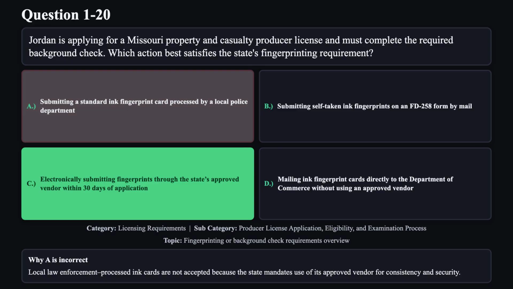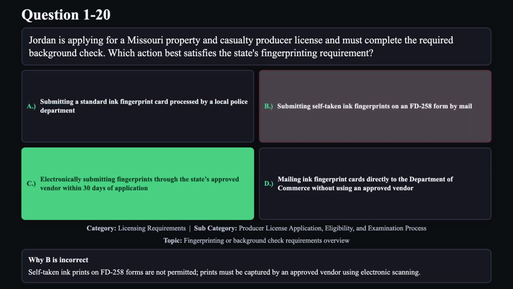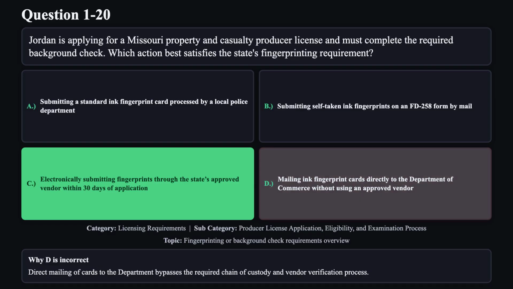Reason A is not correct. Local law enforcement processed ink cards are not accepted because the state mandates use of its approved vendor for consistency and security. Reason B is not correct. Self-taken ink prints on FD 258 forms are not permitted. Prints must be captured by an approved vendor using electronic scanning. Reason D is not correct. Direct mailing of cards to the department bypasses the required chain of custody and vendor verification process.